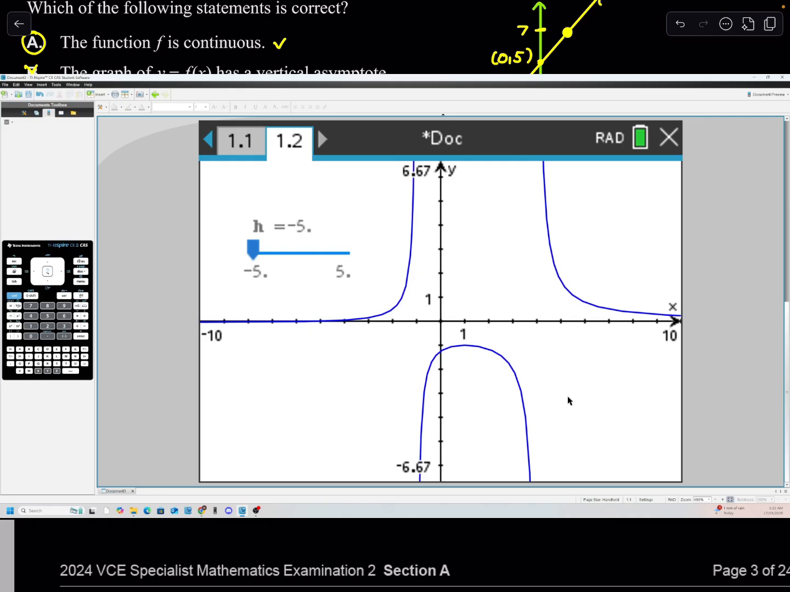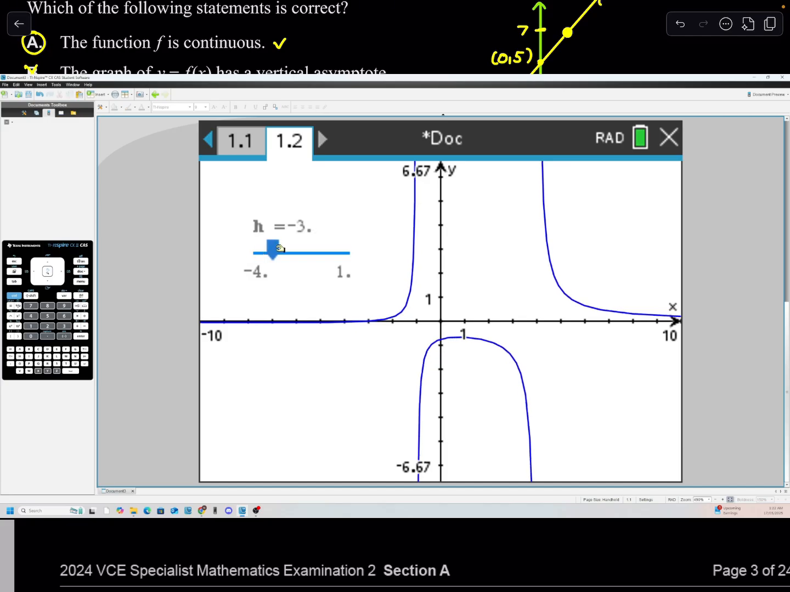Okay, now B is saying it's between -4 to 1. Let's check that out. So if I put -4 here and put 1 here, they're not inclusive, so -4 is not inclusive. So that's good. And as you can see, there's still turning points. That's also wrong. So B is also wrong.